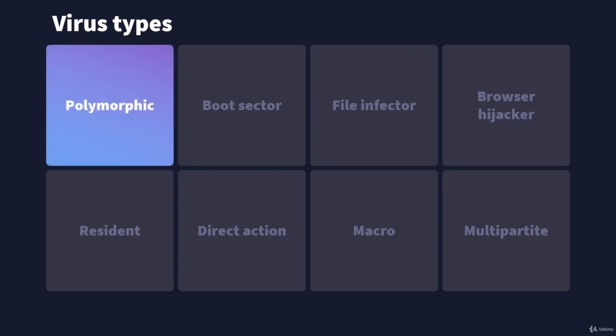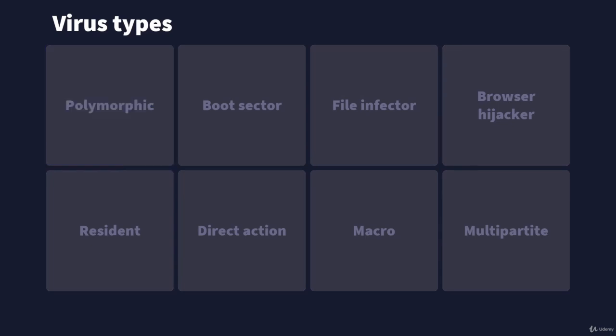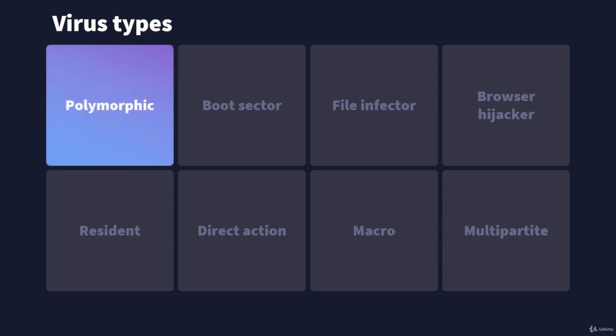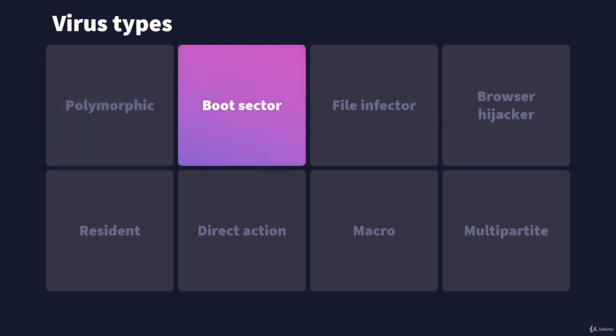First, we have the polymorphic virus. A polymorphic virus changes its code each time it replicates itself. It does this to evade detection by antivirus programs. Because of this reason, modern viruses are usually polymorphic. Next, we have the boot sector virus. This type of virus is triggered whenever the victim starts their computer.